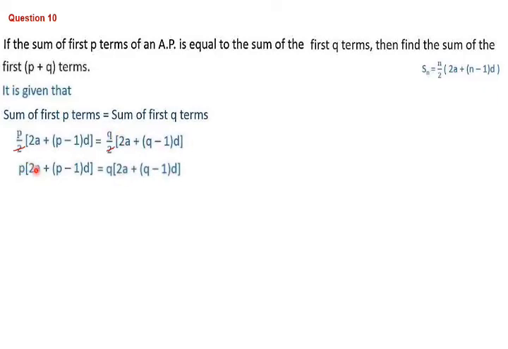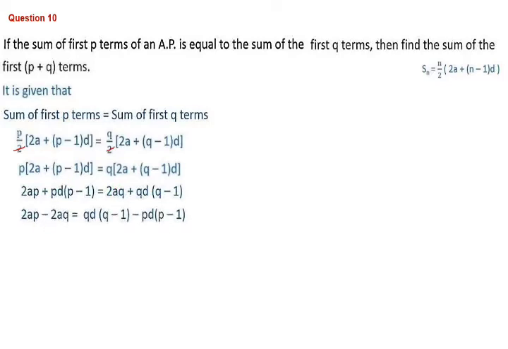Take this p and multiply with each term inside the bracket. P into 2a, that is 2ap, plus p into d into p minus 1. Right side, q into 2a, that is 2aq, plus q into d into q minus 1. Taking this q, multiplying with each term. Then here 2aq is there. Take this one to the left side, and this one we can bring to the right side, because something we need to take common. That's why 2a is common. So 2ap minus 2aq is equal to qd into q minus 1, and this one coming to the right side means minus pd into p minus 1.